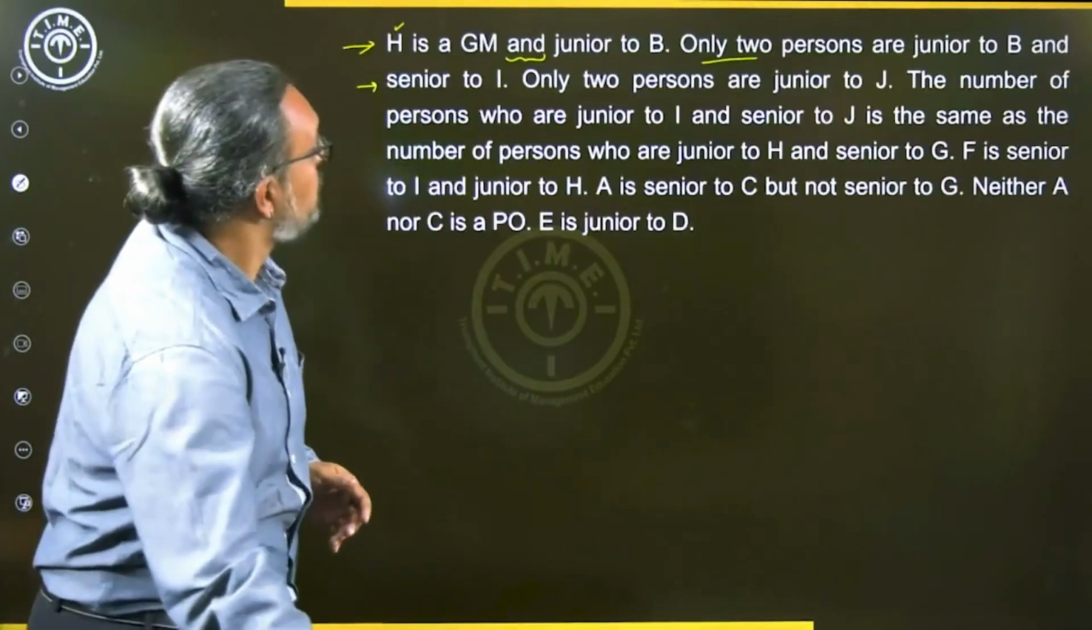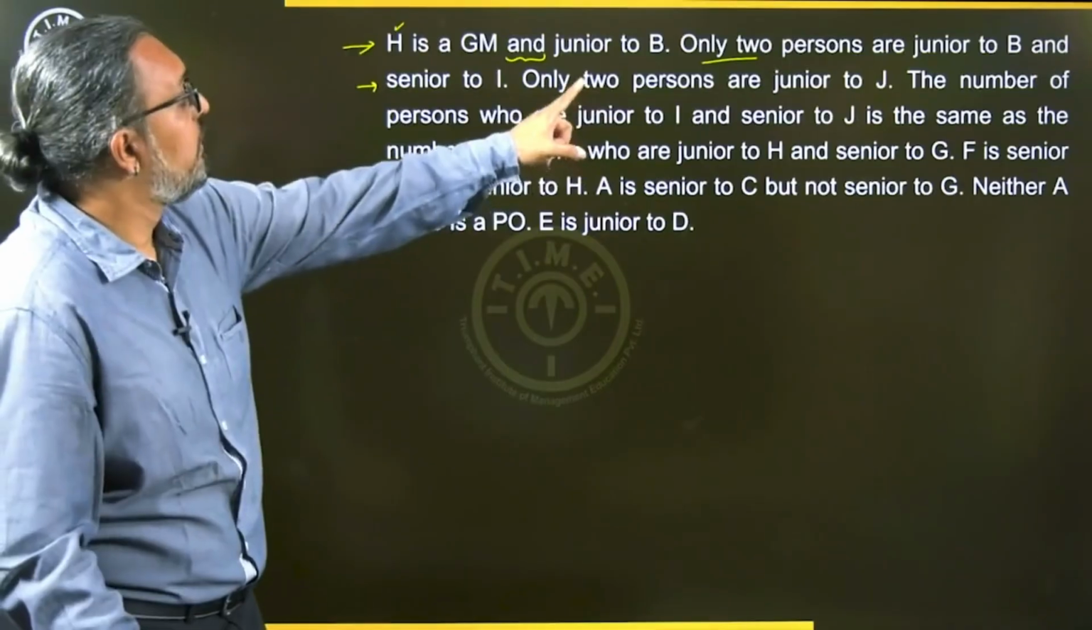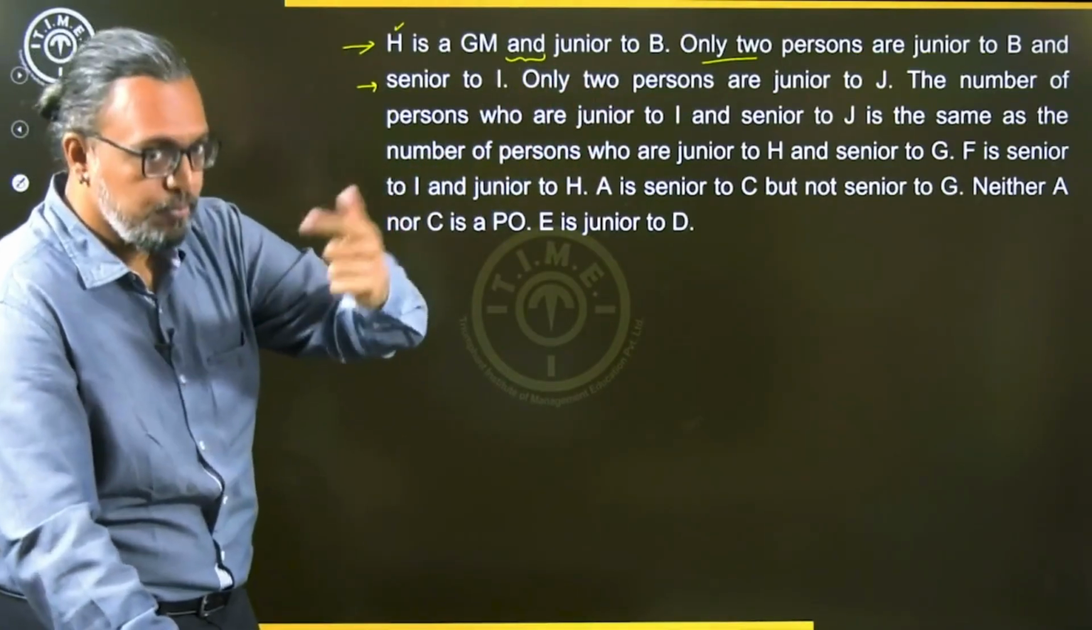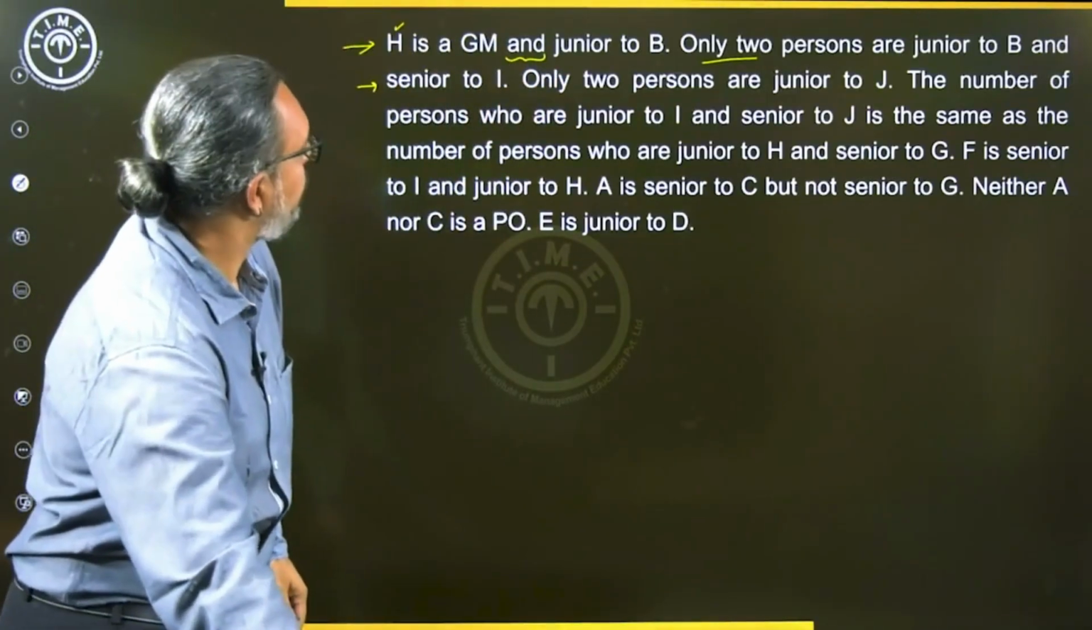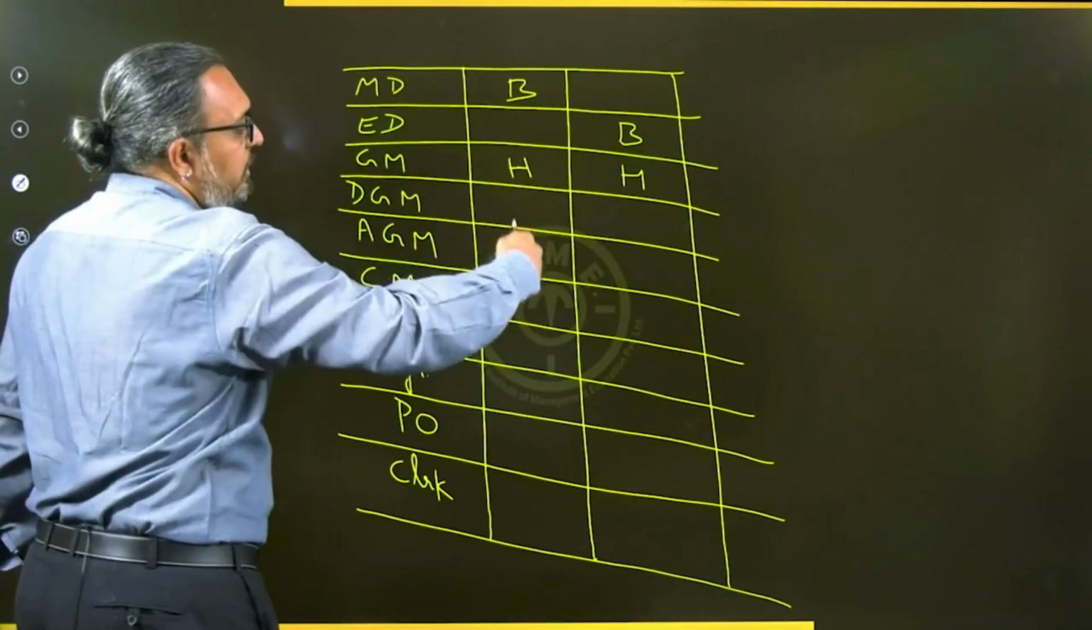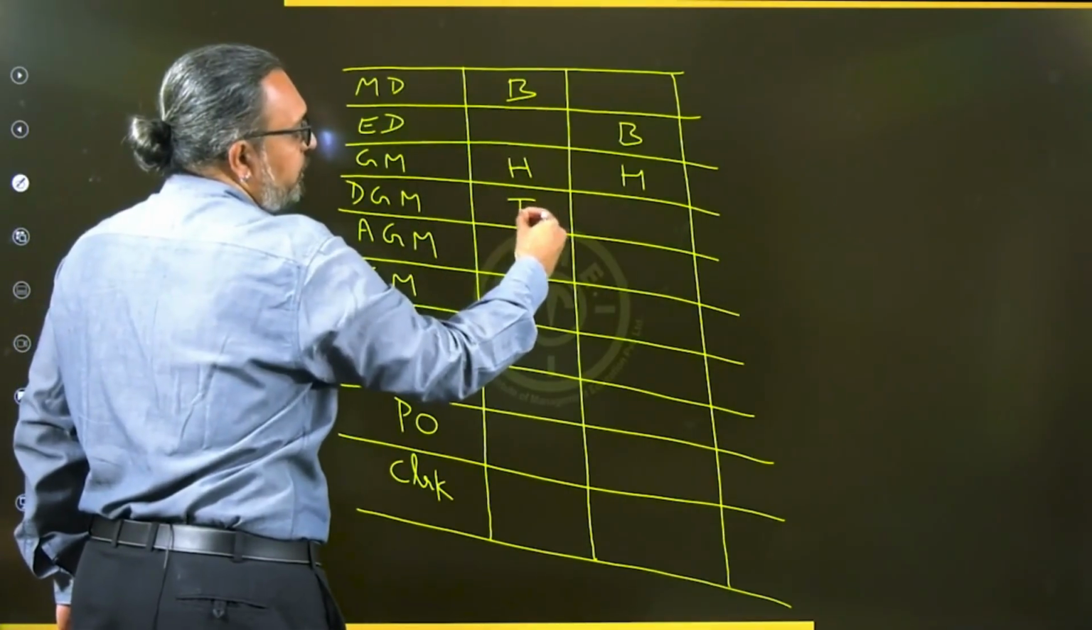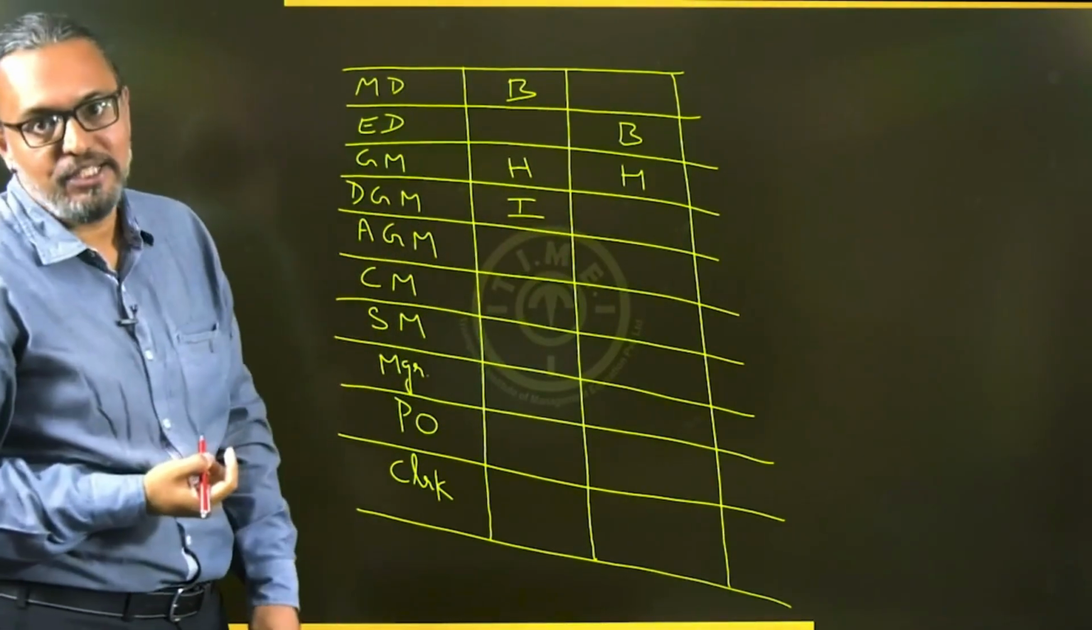Understanding? Okay. So, now here he says only two people are junior to B means below B and senior to I means above I. Okay. So, junior to B, senior to I. So, in the first case, we will have I as DGM.